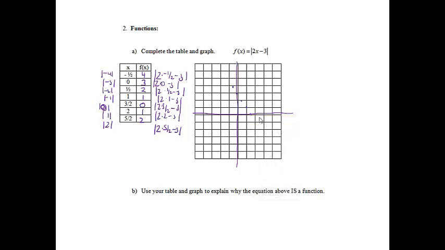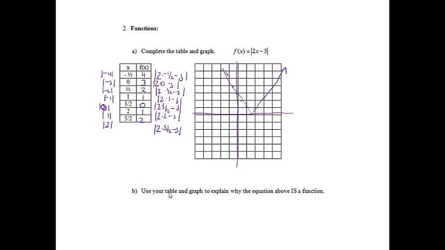And then the next one, 2, I'll go to the right 2 and up 1. And then my last one, I'll go to the right 5/2, which would be 2.5, and I'll go up 2. It looks like I lost my point there. And then I could go ahead and connect them because it looks like it's making a nice little pattern here. So there we go, we graphed it.